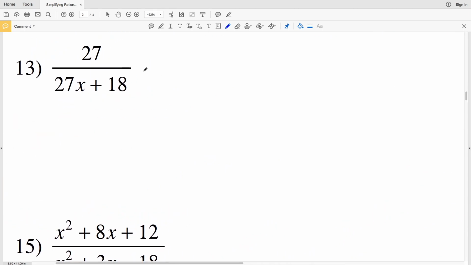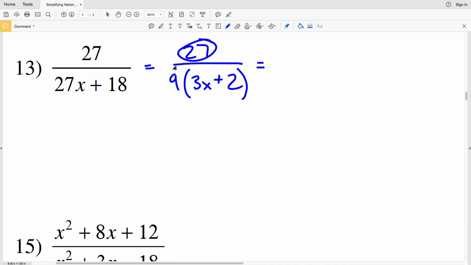At number 13, we're going to be simplifying because 27 and 18 have a common factor, and that factor is 9. So we'll have 9 times 3x, which is 27x, and 9 times 2, which is 18. So that's 9 times 3x plus 2 in our denominator, because when we redistribute that 9, we'll get 27x plus 18. Now note that 27 in the numerator, we could rewrite as 9 times 3. So 9 goes into 27 and 9.